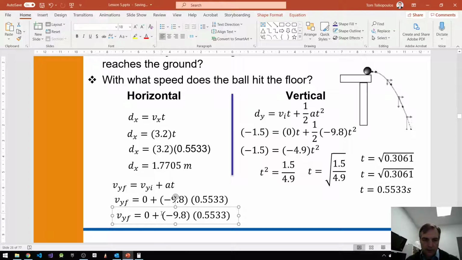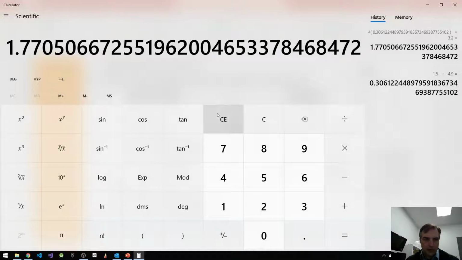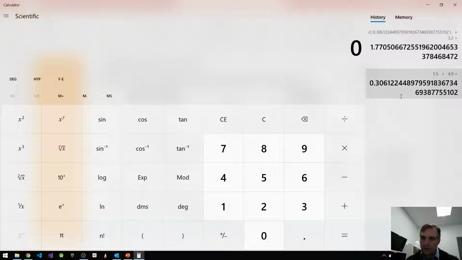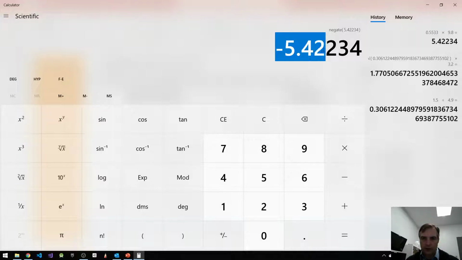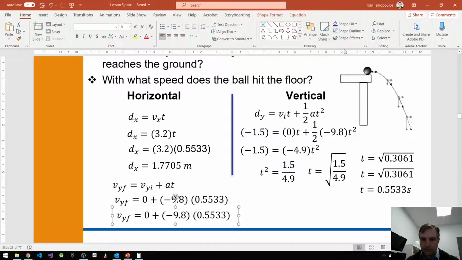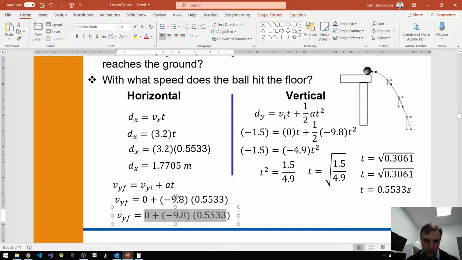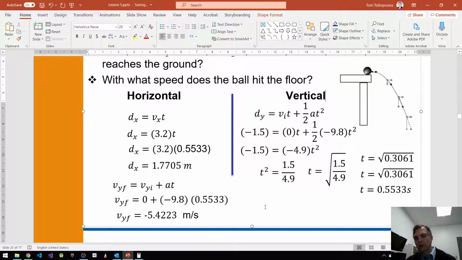So we just want to make that calculation happen: negative 9.8 times 0.5533. That comes to roughly negative 5.4223 meters per second. I'm just going to take this whole thing, go back to here, and plug it in right here. This is meters per second. Okay, so now we've answered all three questions.